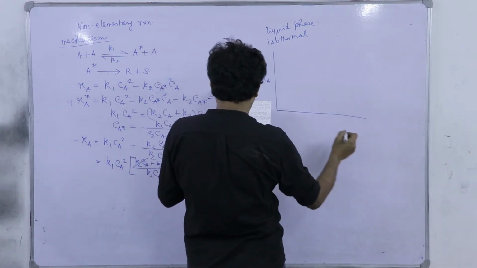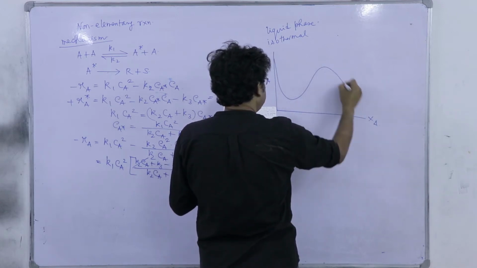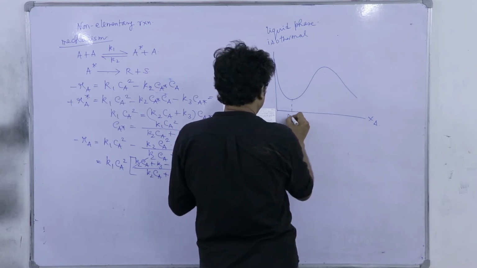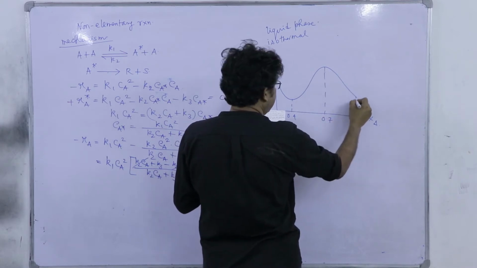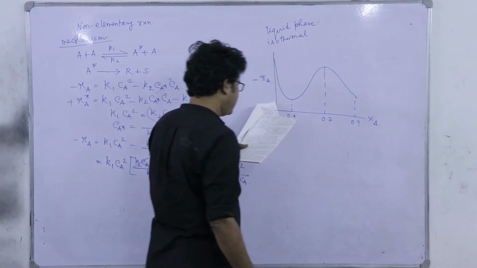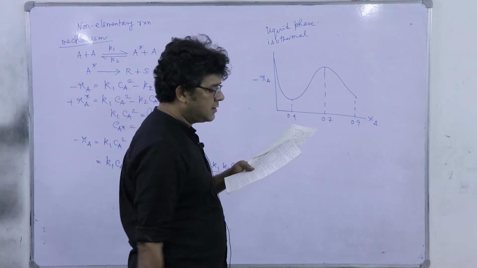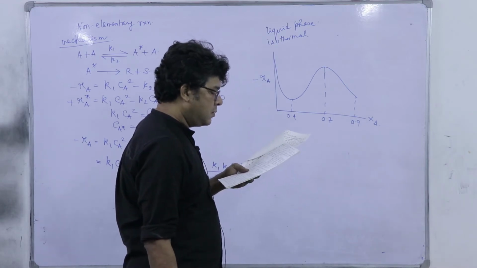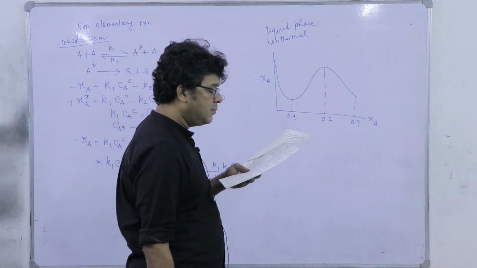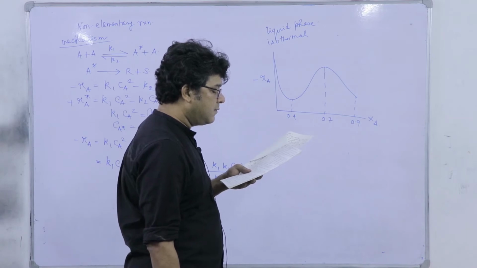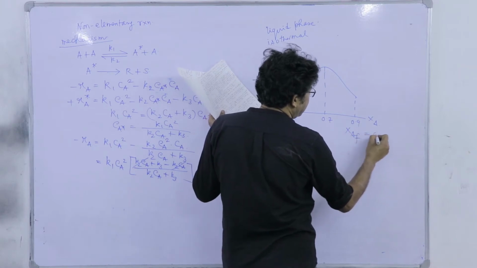Minus RA versus XA, it is like this. This is 0.4, 0.7, 0.9. So, what choice of reactor combination will require minimum overall reactor volume if a conversion of 0.9 is desired? So, XAF is 0.9.